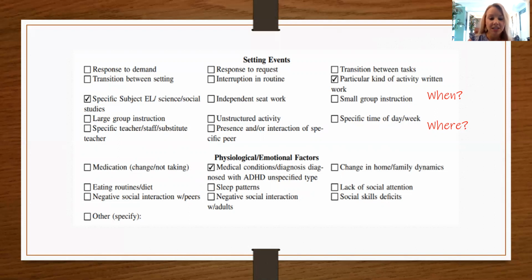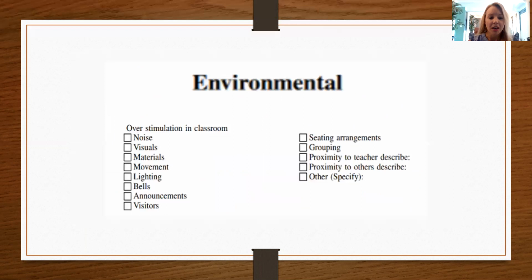And then we're also looking at physiological or emotional factors. Are there any diagnoses? Is the student taking any medications? Is he not taking them? Is there a change with it? Are there any other things going on at home or physiologically, biologically with the child that are affecting them at school? And then we're also looking at environmental concerns. Is it due to overstimulation in the classroom from noise, visuals, announcements, bells? Does it have anything to do with seating arrangements, or how close they are to the teacher, or how close they are to others, or any other environmental factors that may be contributing?